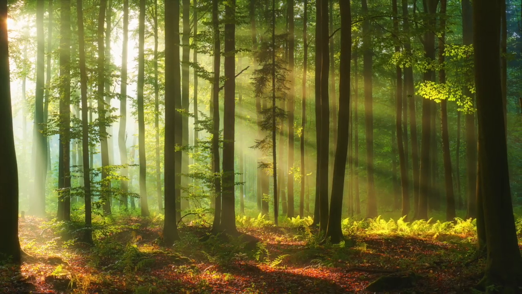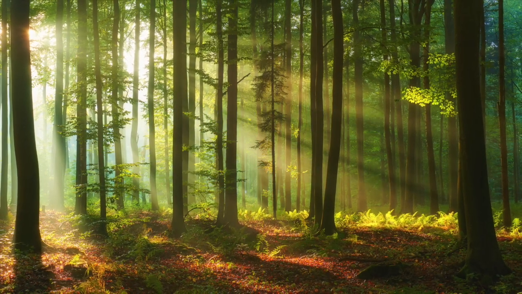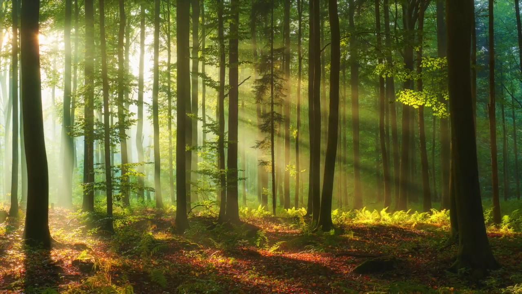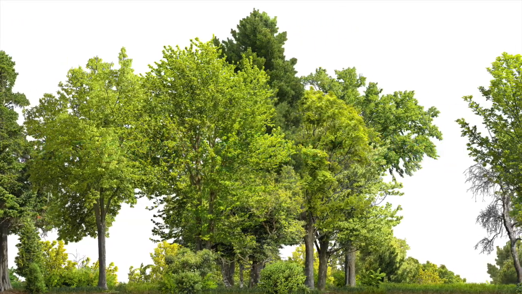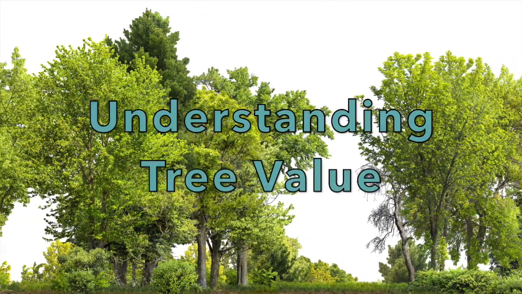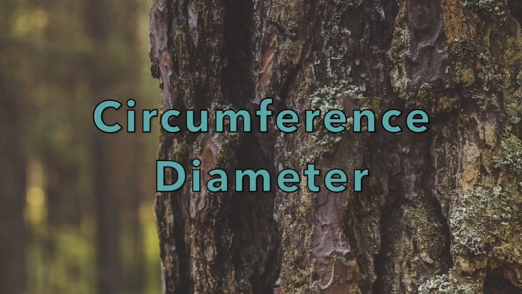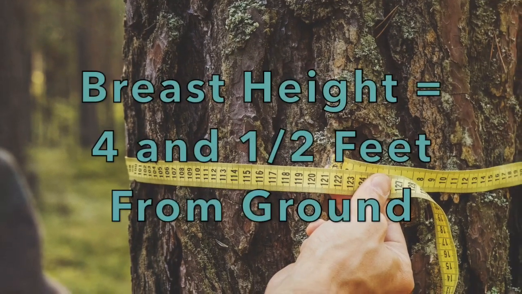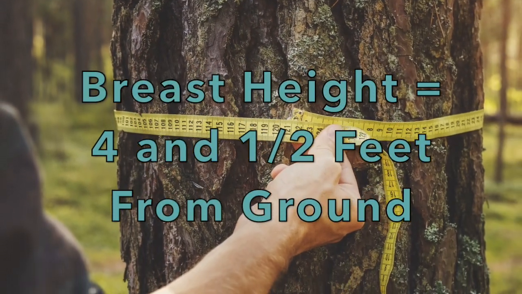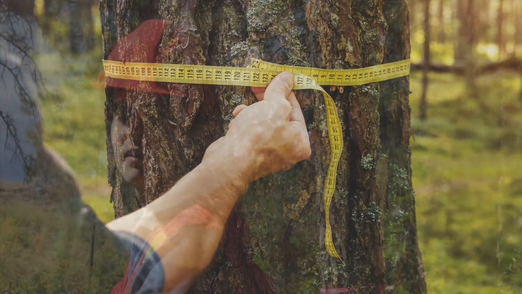About 15 to 20% of tree species have commercial value, so it is possible to harvest some trees to thin out a forest. Knowing the size of the trees in a forest is the first step to understanding the value of the trees. Tree circumference and diameter are starting points for taking tree measurements. They are taken at breast height, or 4.5 feet up the tree trunk from the ground. This is a standard used in forestry.